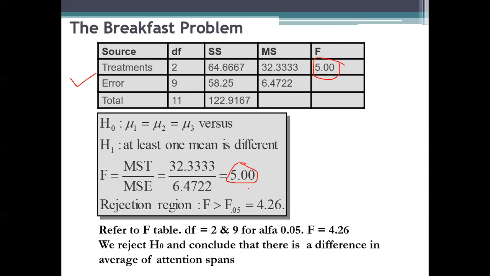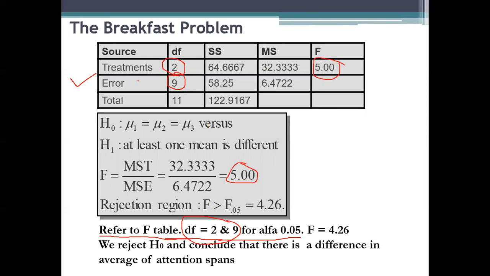Please try to refer to the F table. And how to refer to the F table? This is the way. Refer to the F table and get the value for 2 and 9 at alpha 0.05. Why must we refer to the degrees of freedom 2 and 9? Because based on this problem, we already got that the degree of freedom for treatment is 2 and the degree of freedom for error is 9.